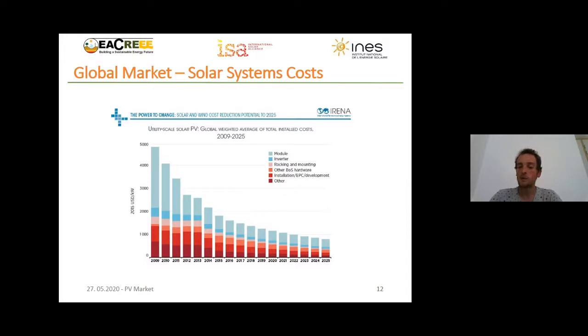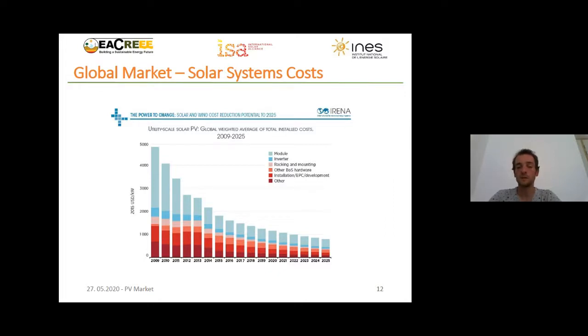And of course, you have some costs for developing and installing the PV system, which are accounted as EPC costs. And you can also have other taxes or other costs. So this cost gives you the global solar system costs as a function of the year.